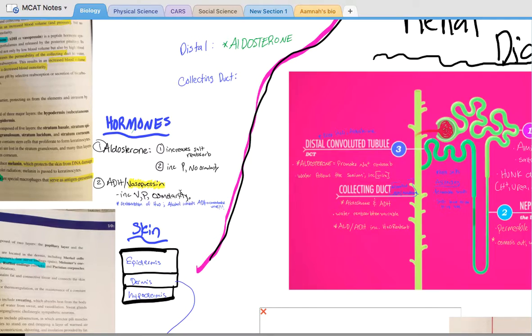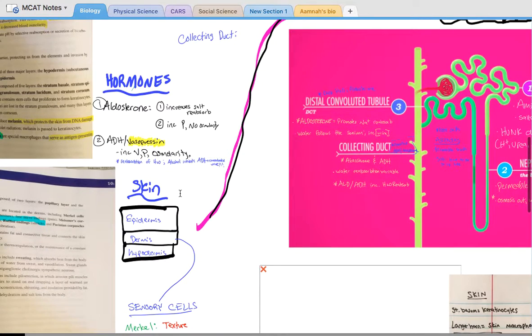Reabsorption of H2O, and alcohol inhibits the ADH, which basically means you won't have the movement of water and you'll have a lot of water loss. That's why when you drink alcohol, you lose water.